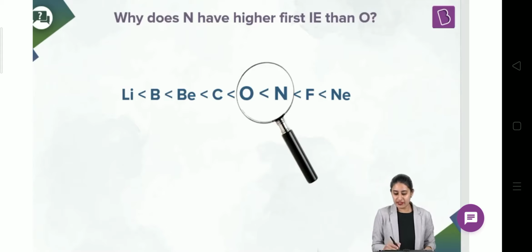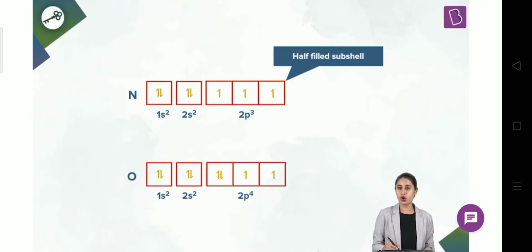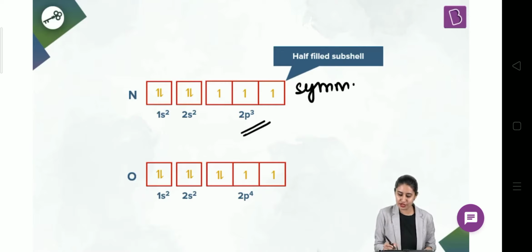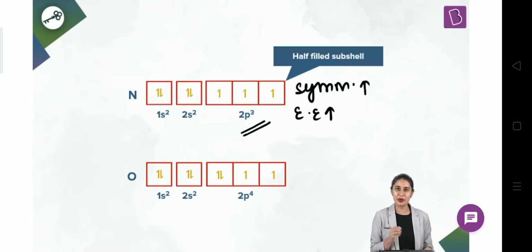Next, we can also predict very well oxygen and nitrogen. We know that there is a half-filled electronic configuration when we talk about nitrogen, which is 2p3. And since there is half-filled electronic configuration, there are high exchange energies. There is symmetry. So previous sessions should strike your mind, right? Exchange energy is high, symmetry is high. So hence nitrogen has more ionization energy than oxygen, right? So the trends should now keep coming to your mind. You should now connect the dots with the electronic configuration, with the penetration effect, with the size, with the Z effective.